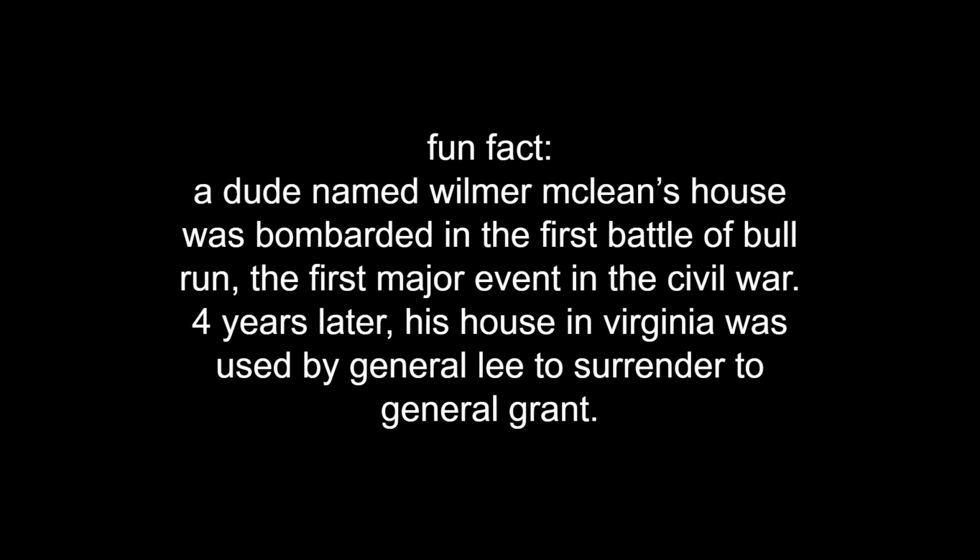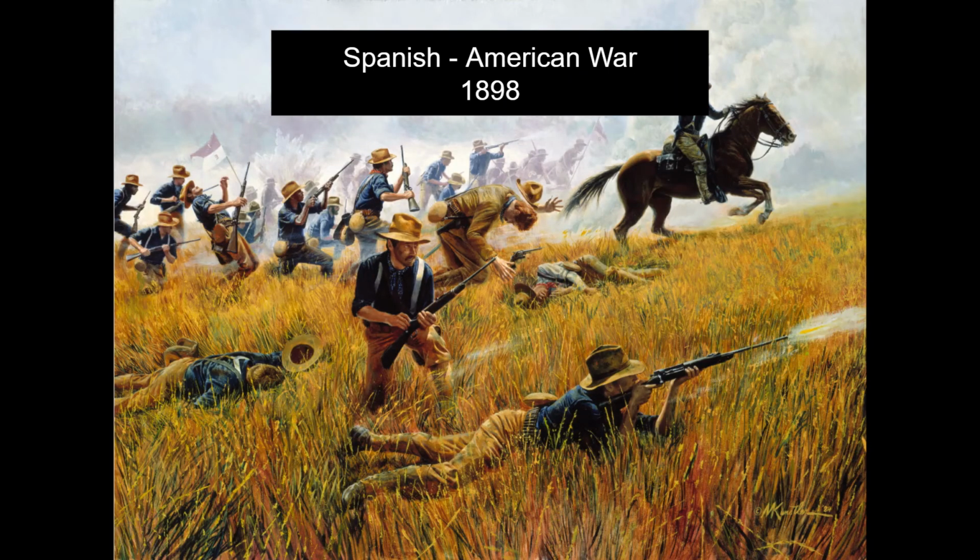Fun fact, a dude named Wilmer McLean's house was bombarded in the First Battle of Bull Run, the first major event in the Civil War. Four years later, his house in Virginia was used by General Lee to surrender to General Grant, making him one of the few people to witness the first actions of the war and the last action of the war. It's honestly pretty cool.